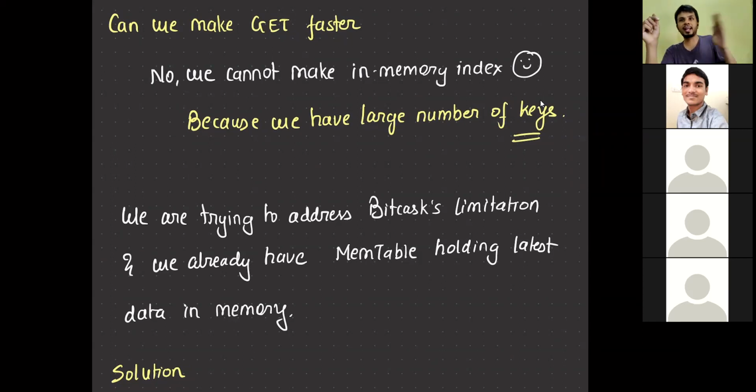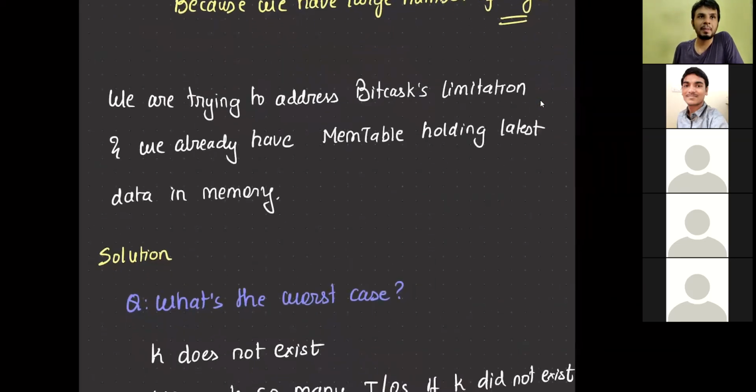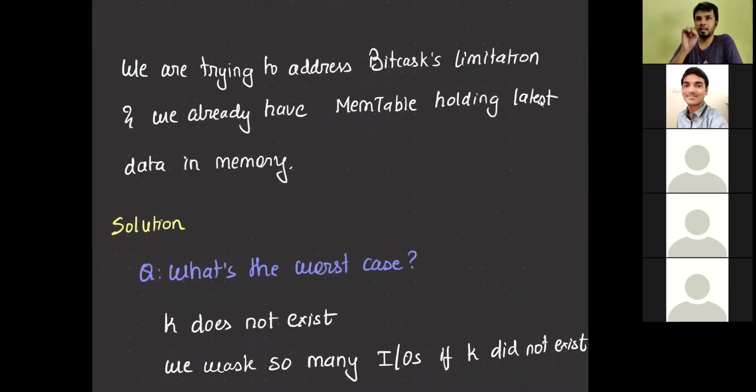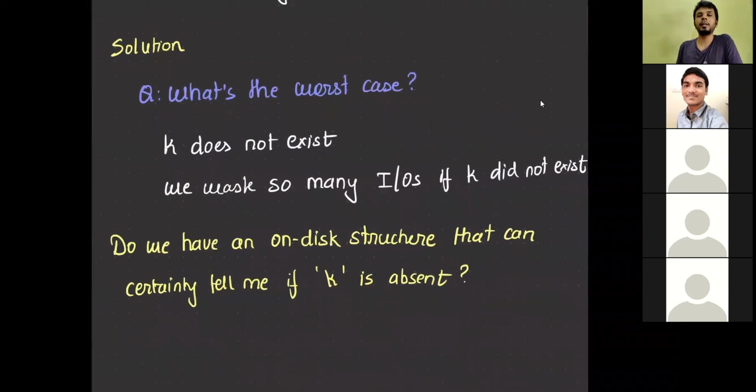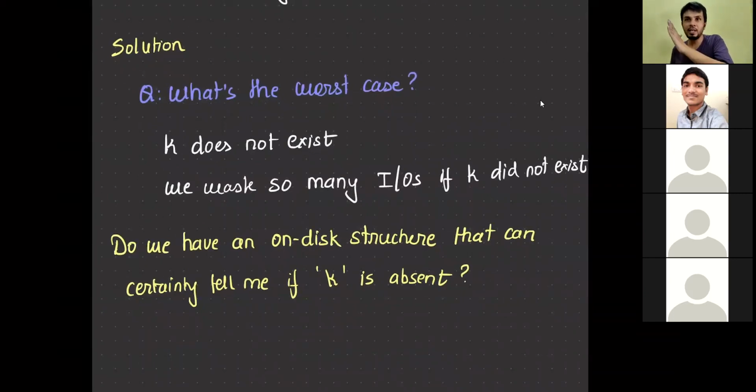Because if you see the gets way, we are not having any kind of limitation. Gets are going through files one by one and finding the value out of it. Since we have a large number of keys, we cannot have an in-memory index. But here we are just trying to address a Bitcask limitation. So what if we try to optimize for the worst case? What's the worst case here? Even after going through K files, we found out that the key does not exist. This is the worst case.